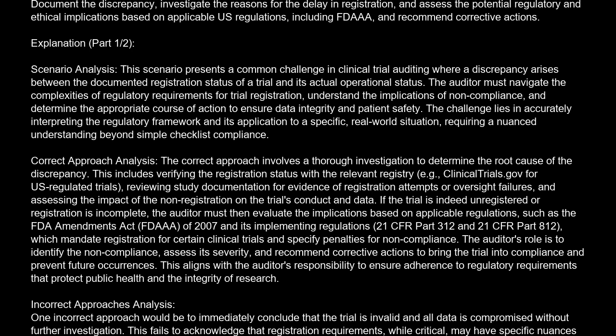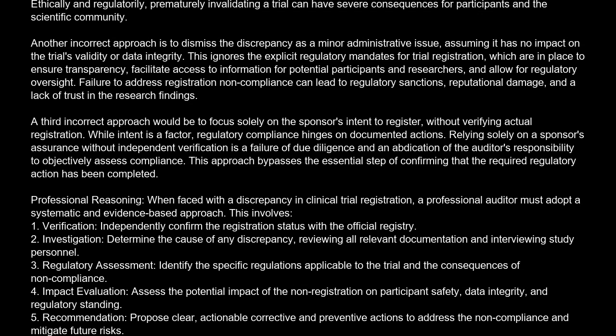Incorrect approaches analysis. One incorrect approach would be to immediately conclude that the trial is invalid and all data is compromised without further investigation. This fails to acknowledge that registration requirements, while critical, may have specific nuances or grace periods depending on the trial phase and regulatory jurisdiction. It also overlooks the possibility of a simple administrative error or a delay in data entry into the registry, which might be rectifiable. Ethically and regulatorily, prematurely invalidating a trial can have severe consequences for participants and the scientific community.